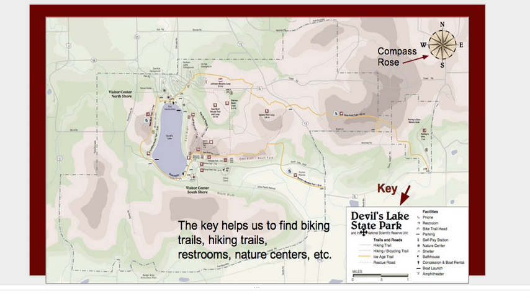It has a title. It also has a key with symbols that represent hiking trails, biking trails, where you can find a phone, where there's parking, restrooms, concessions, shelter areas. There's an amphitheater, and all you have to do is look at this key and then look for that symbol on the map.